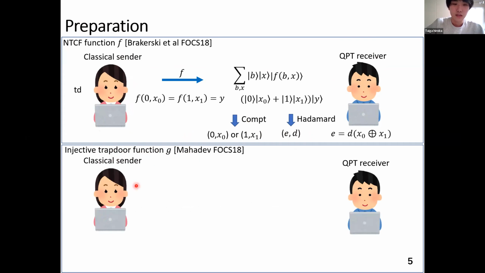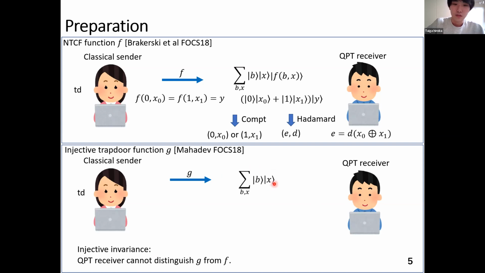First, a classical sender generates function G and trapdoor and sends the function to the receiver. Note that from the injective invariance of this function G, a quantum polynomial time receiver cannot distinguish this function from this function. This property is very important for the construction. Then the receiver generates a superposition state and coherently evaluates G of x.